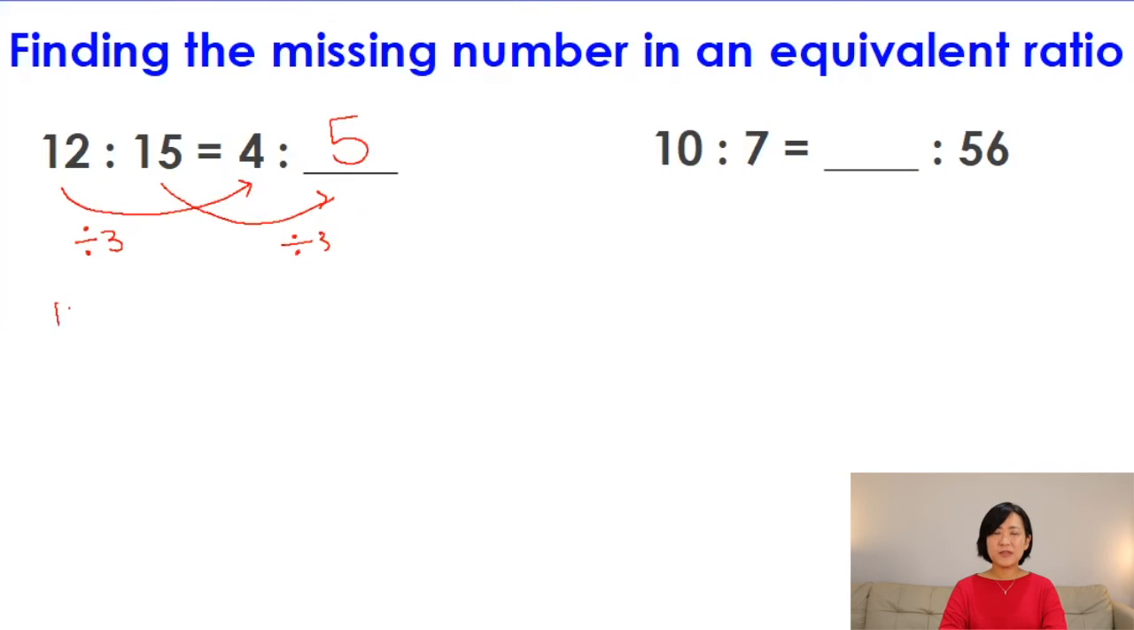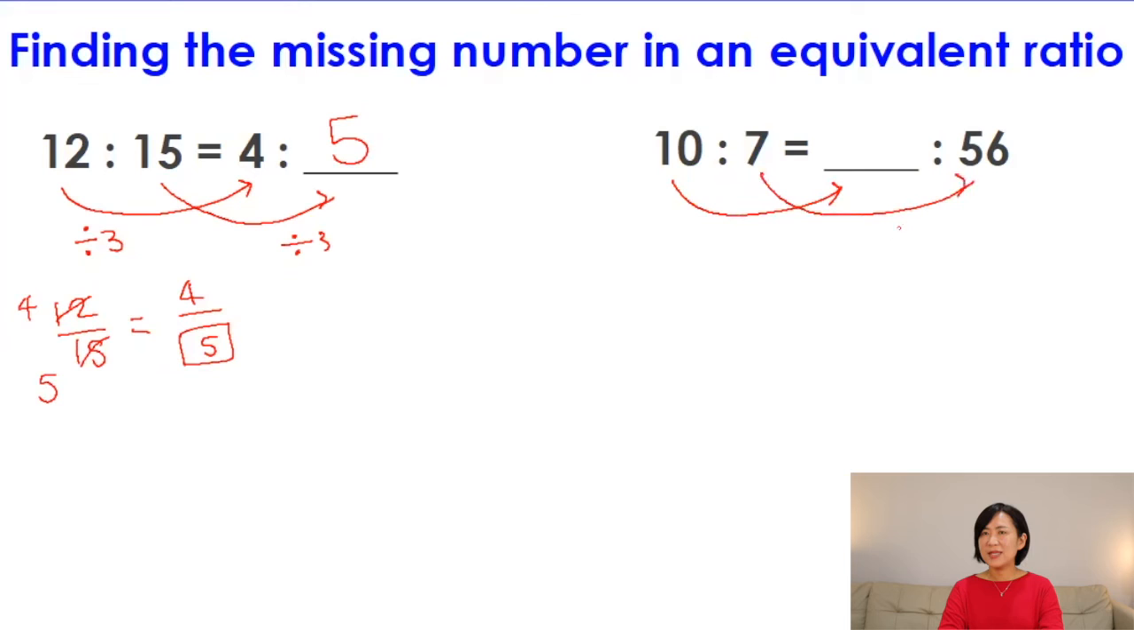So we've got 12/15. That is equal to 4 over the missing part. Then we divide the fraction by 3, then it gives you 4/5. That's why the missing part is 5. Now let's check the other one. We've got 7 became 56, times by 8. So our answer is 10 times 8 gives you 80.